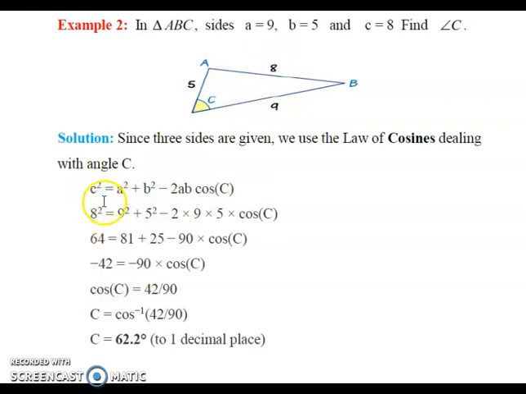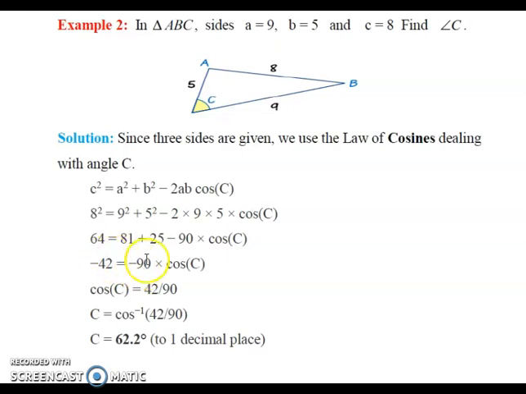So 8 square is equal to side a 9, 9 square, plus side b 5, 5 square, minus 2 multiply 9 multiply 5 multiply cosine C. 8 square is 64, 9 square is 81 plus 5 square 25, 2 multiply 9 multiply 5 is 90, minus 90 multiply cosine C.